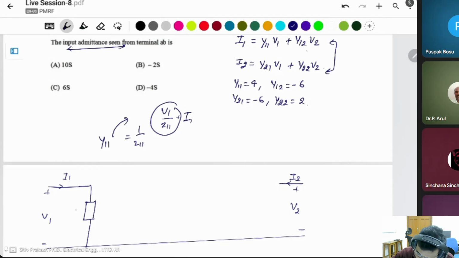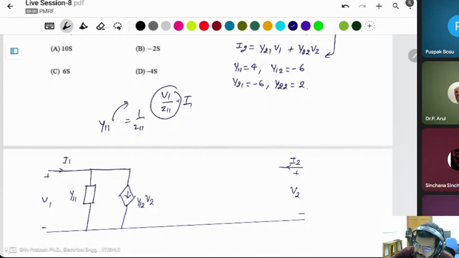And admittance of y11 is directly connected to the V1, and another is the dependent source of V2. Then this is dependent, but what is the voltage source and current source? Because this equation is the current equation, that's why this is the dependent current source, dependent on V2. It is y12 and V2.